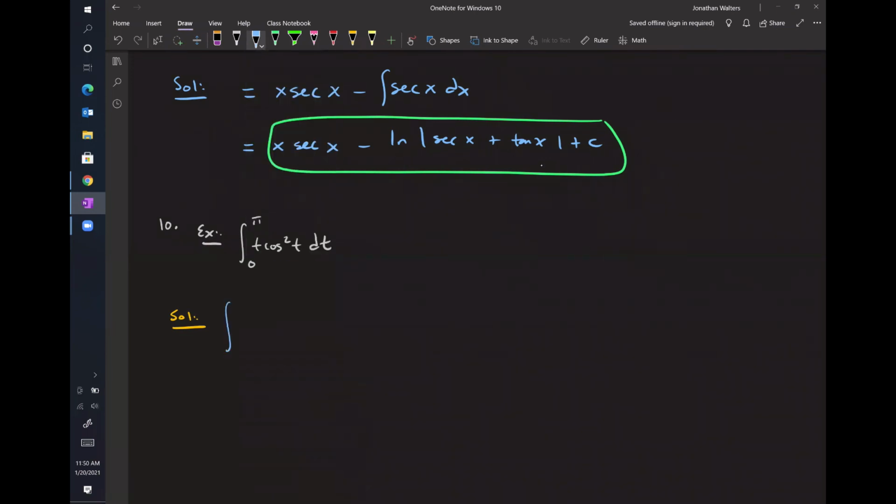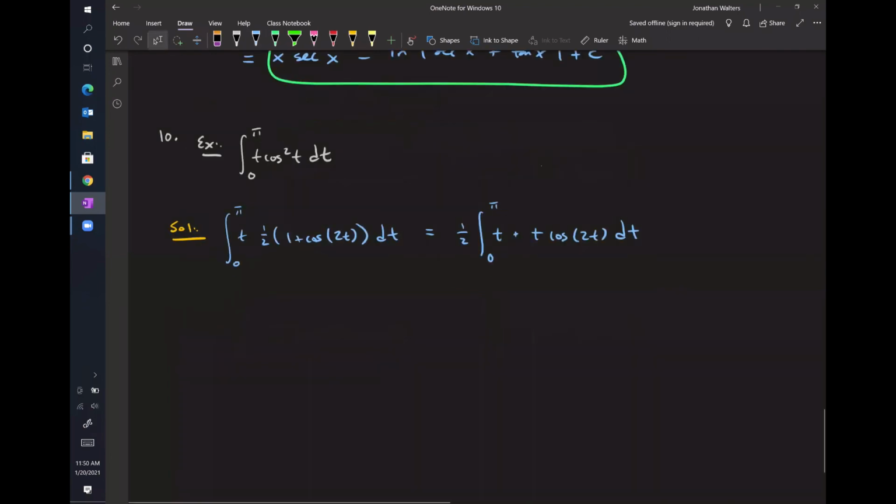use power reduction first. So integral from 0 to pi, t times 1/2, 1 plus cosine of 2t dt. So that's going to be 1/2 integral 0 to pi, t plus t cosine 2t dt. So the first term, t, I can integrate that, no problem. The second one, t times cosine of 2t, that's integration by parts. So this is going to be 1/2 times t squared over 2 from 0 to pi plus integral from 0 to pi t cosine 2t dt.